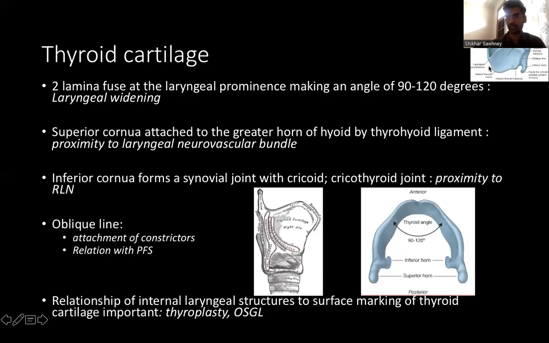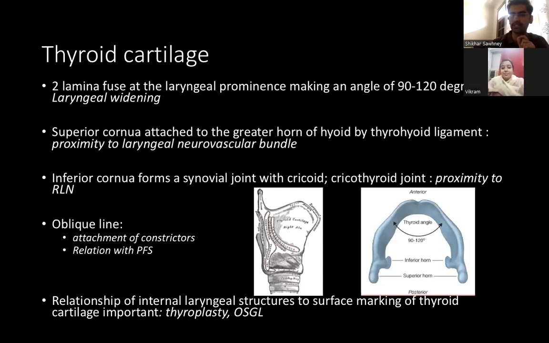And this is an important landmark because it is in close proximity to the superior laryngeal neurovascular bundle, which needs to be looked at in conservation laryngeal surgeries. The inferior cornu, as the name suggests, goes inferiorly and forms a synovial joint with the cricoid cartilage called the cricothyroid joint. That is again of immense clinical importance because it is in close proximity to the recurrent laryngeal nerve that again should be preserved in conservation laryngeal surgeries.